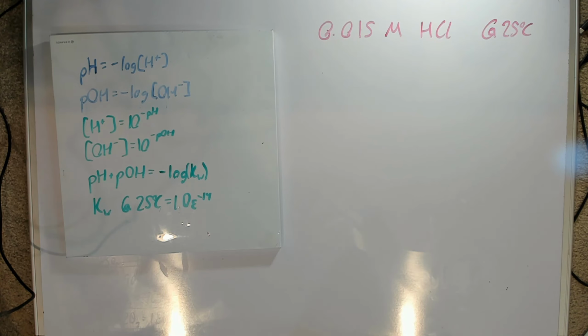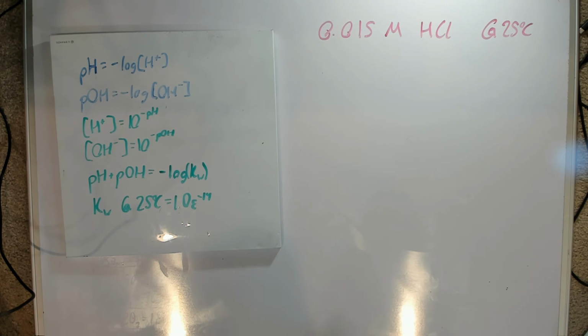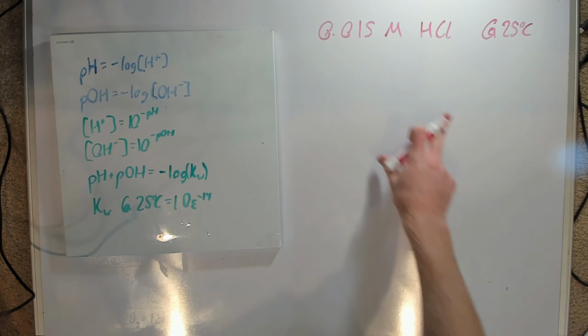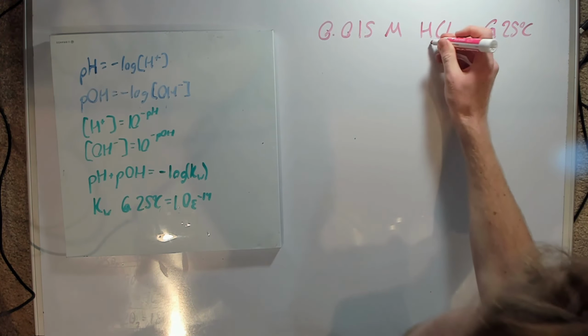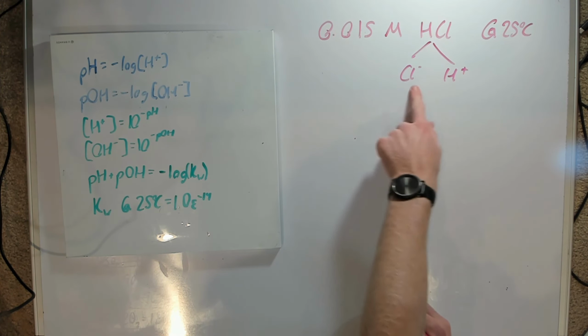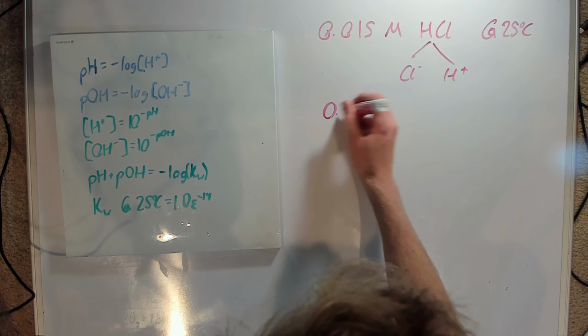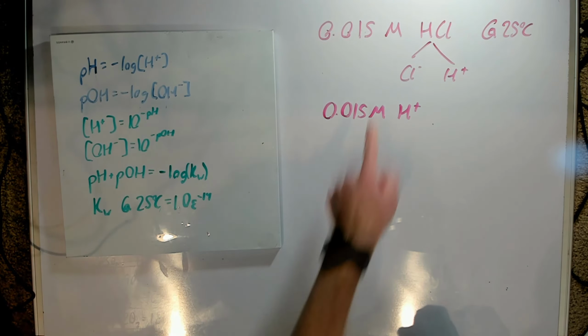Why exactly chemically does it completely separate and HF doesn't? Who knows? We will probably find that out later in the year, or in college if you pursue chemistry. For our intents and purposes, we just want to find the pH of this. So we know this will split into Cl minus and H plus. Any molarity of this is going to be the molarity of those two. So we'll have 0.015 molar of H plus as a result.